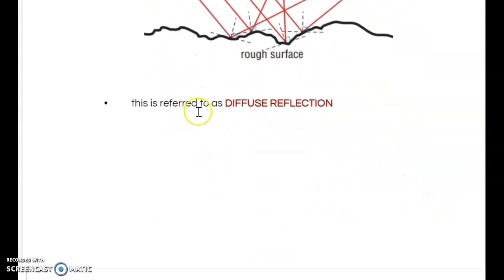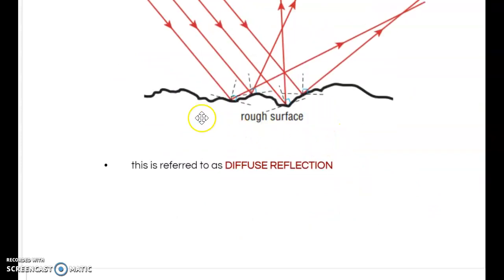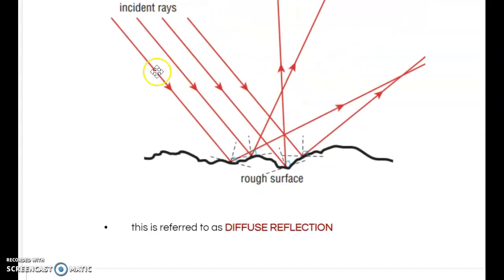Okay, and this is called diffuse reflection. So diffuse reflection is with a rough surface. Again, your incident rays all travel parallel to each other, but they hit at different angles, causing the reflected rays to bounce off in an irregular fashion. The laws of reflection still apply, so my angle of incidence is still equal to my angle of reflection, but my normals are all different. Okay, and my normals are all different because my normals are drawn at 90 degrees to the surface at which my point of incidence is.